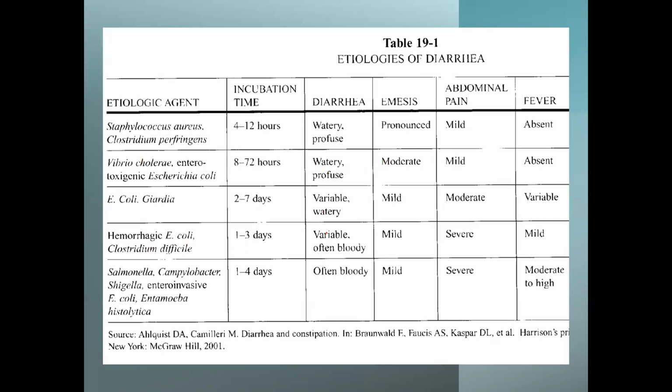Hemorrhagic E. coli, that's when you get into your bloody diarrhea, and C. diff, right? Bloody diarrhea, short onset. And then Salmonella, Campylobacter, Shigella, and E. coli that's enteroinvasive, meaning it invades the cells. Entamoeba histolytica, these are also bloody. So the key here is bloody versus non-bloody. That can be a good separation point.